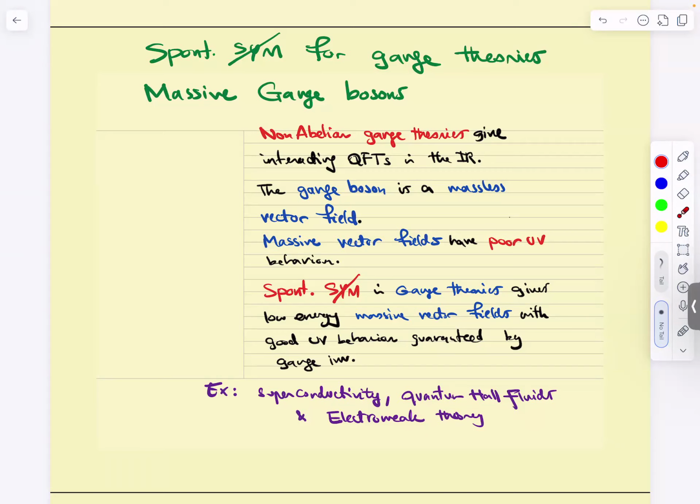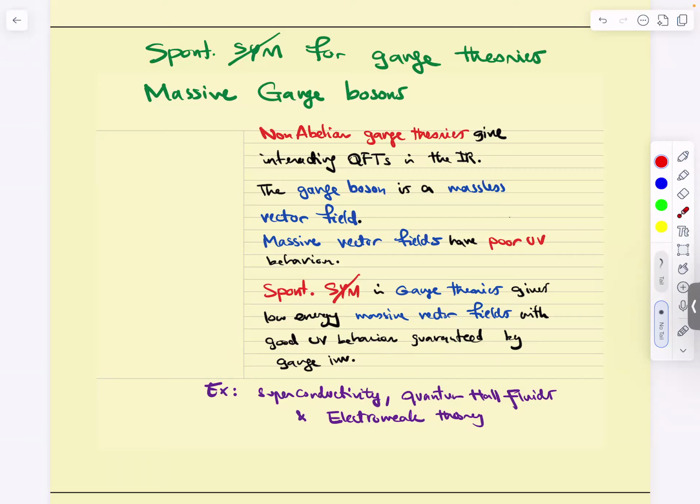Now, spontaneous symmetry breaking in gauge theories was this discovery that in the low energy, you actually end up with massive vector fields that have good UV behavior, because deep in the UV, the gauge theory is restored, right? And the UV behavior is generated by gauge invariance. Now I can actually explain what is meant by spontaneous symmetry breaking of a gauge theory.